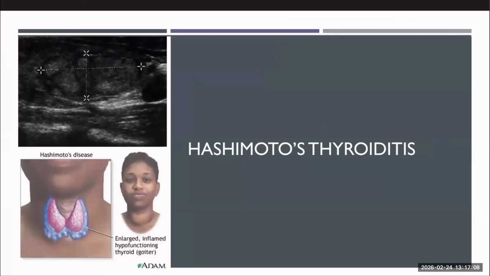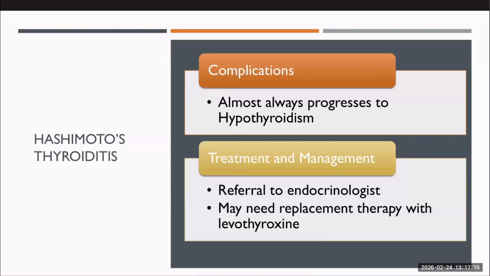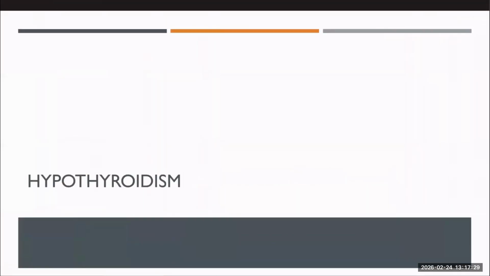And you can see here, this side is a lot bigger than that side is. So complications, again, almost always goes to hypo. Treatment and management, go to endo, but eventually they're going to need levothyroxine or Synthroid to replace the thyroid hormones that they're losing. So eventually just put them on Synthroid or levo.